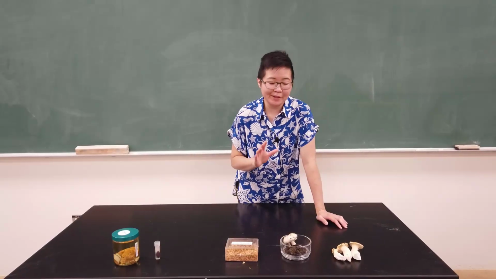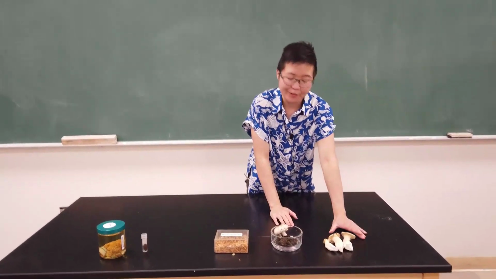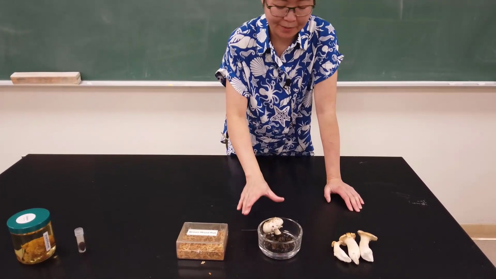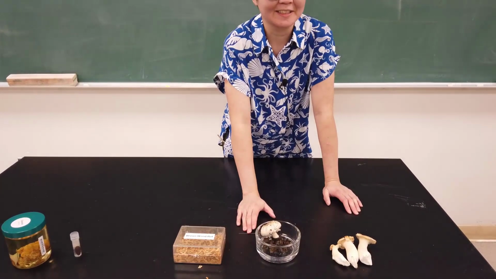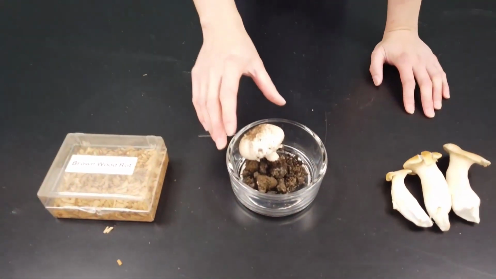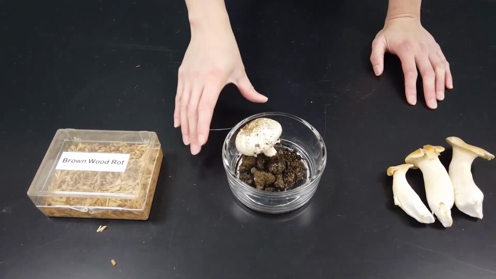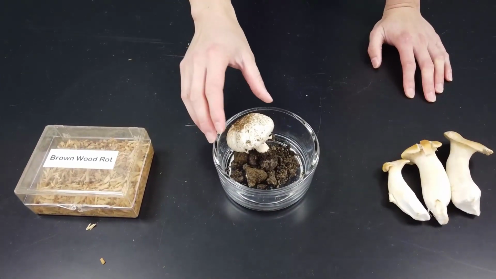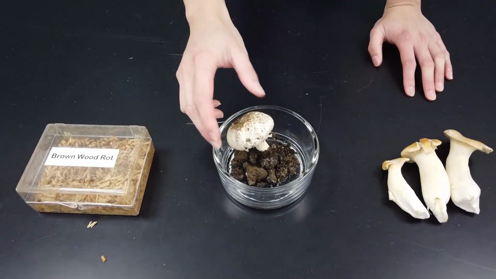So most of us are familiar with mushrooms. These are oyster mushrooms, a type of mushroom that we eat. And then there's also plenty of mushrooms that you can't eat because they're poisonous. Mushrooms, though, are not actually the digestive part of the fungi. Mushrooms are the fruiting body. This is how fungi reproduce.